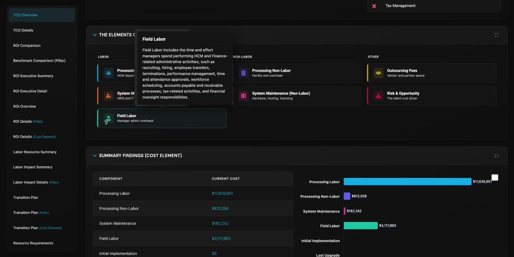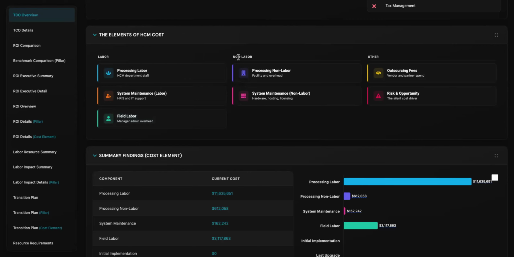Third bucket of labor is what we refer to as field labor, and this is going to be largely managers and organizations of the field of the organization. So we're measuring here how easy it is for these managers and employees to interact and work with HR the way that we have it set up and what the cost of that is.